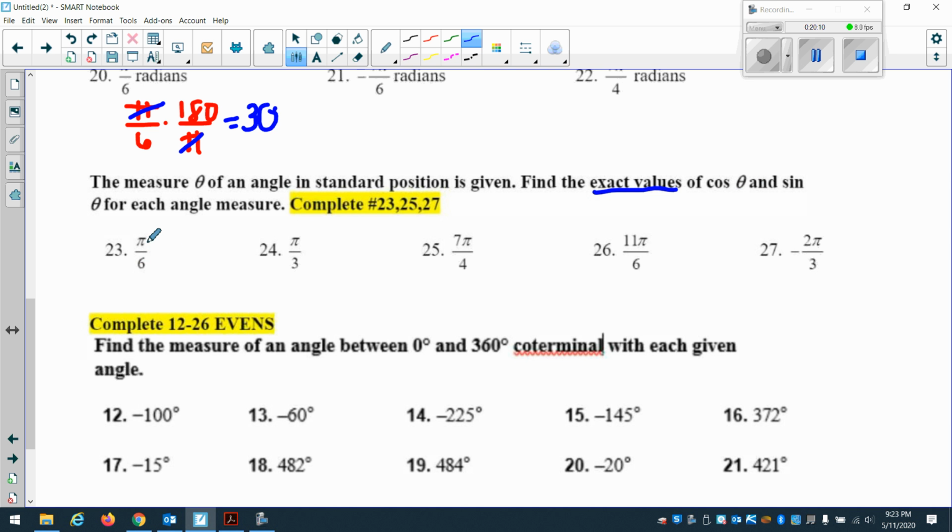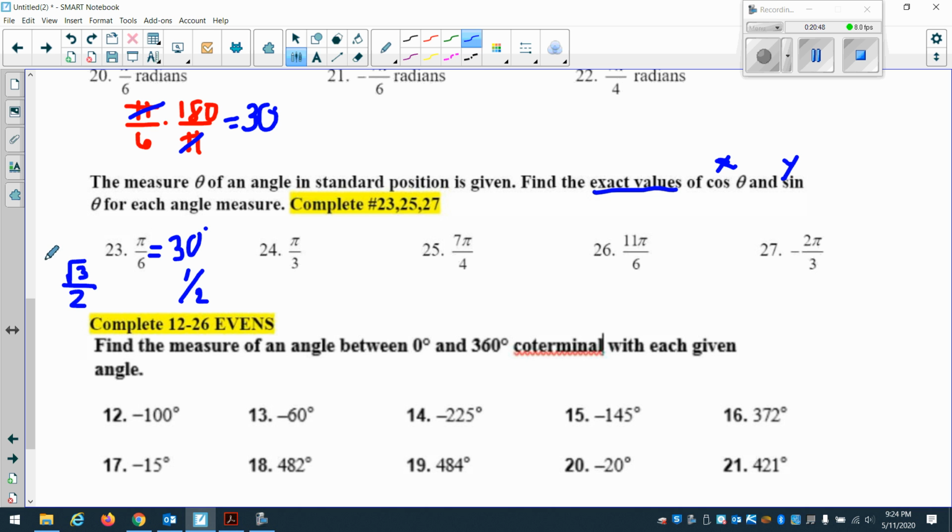So for 23, pi over 6, that's actually on the unit circle. So that is 30 degrees. Okay. So pi over 6, we know, is 30 degrees based on the unit circle. So what is cosine? Well, cosine is your x, sine is your y. So cosine is root 3 over 2, and your sine is 1/2.